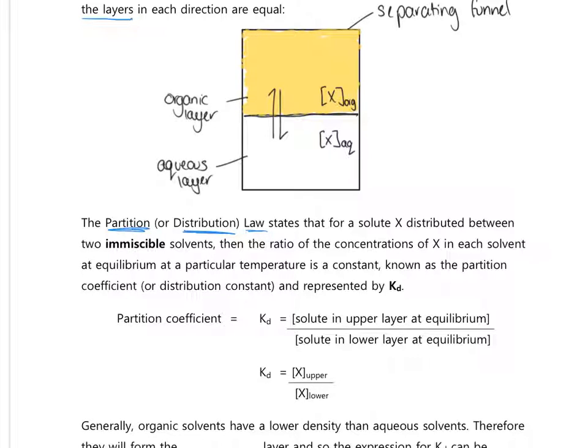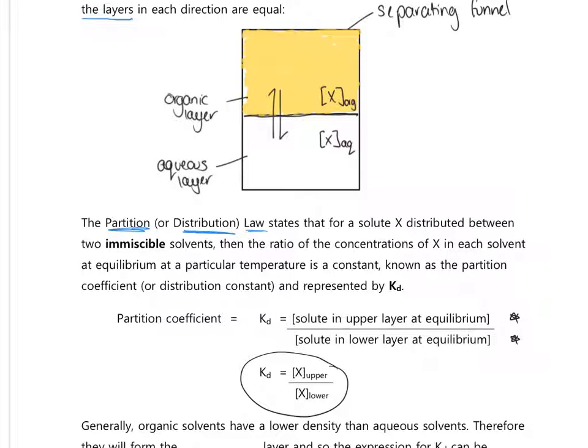And what we can do is, KD is simply a ratio between the concentration in the organic layer and the concentration in the aqueous layer. So we have a very simple formula for KD, and that is that it's the concentration of the solute in the upper layer over the concentration of the solute in the bottom layer at equilibrium. And it can be simplified.